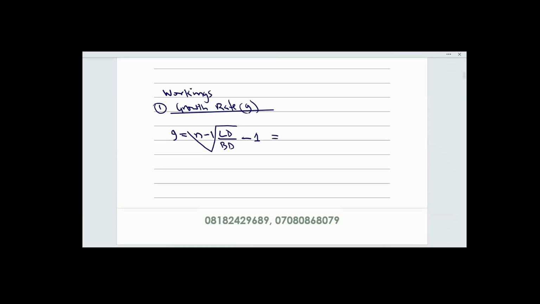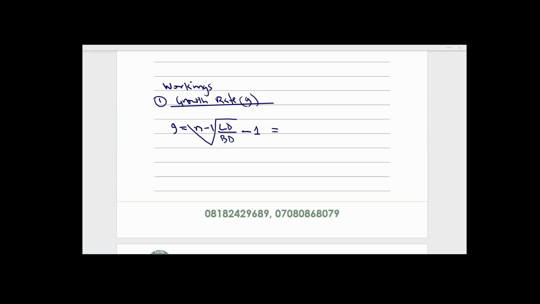From 2007 up to 2012, how many years do we have there? 6 years. So our N is equal to 6. N is 6, so 6 minus 1 root. The latest dividend is the current year dividend, 30 kobo. The dividend paid in the first year, 2007, is 15, all minus 1.